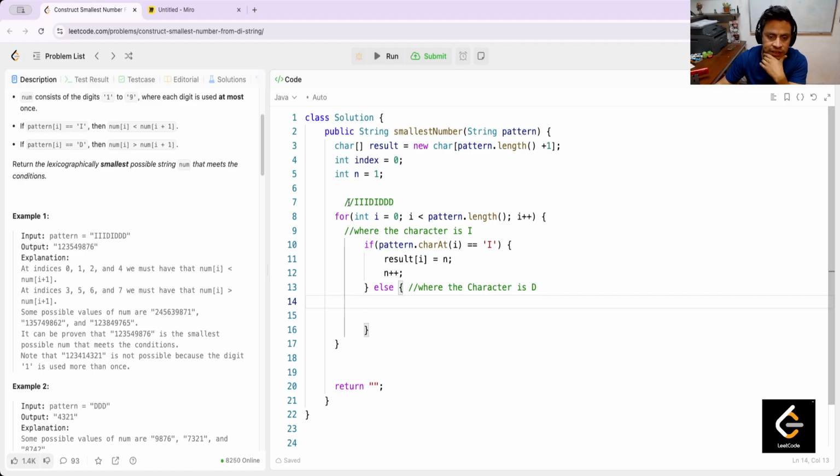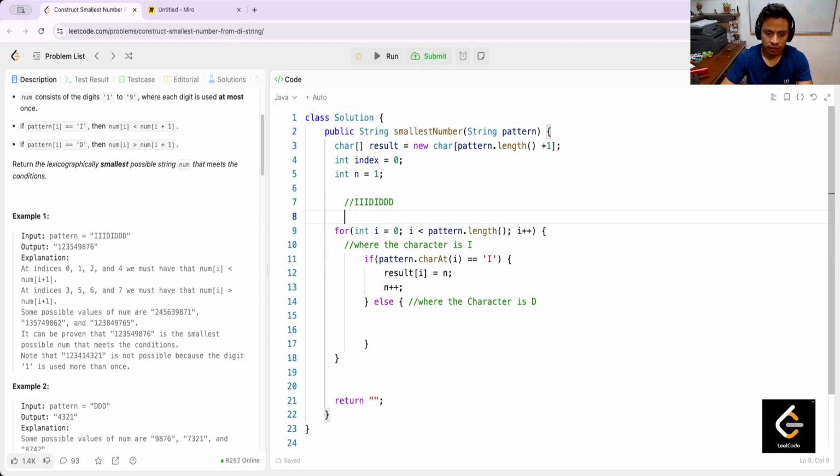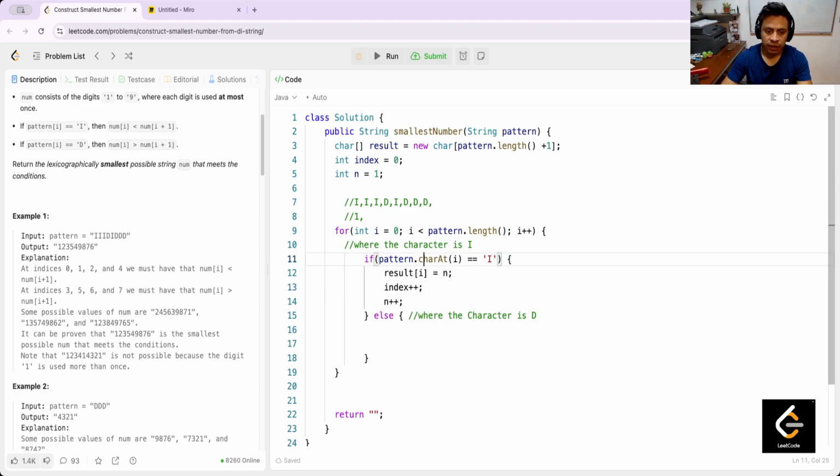Okay, where is D? For example, here the first character is I. Put here is 1. One and this should be increased. In similar, here is 2, here is 1.